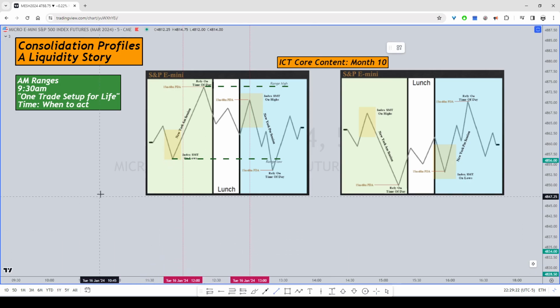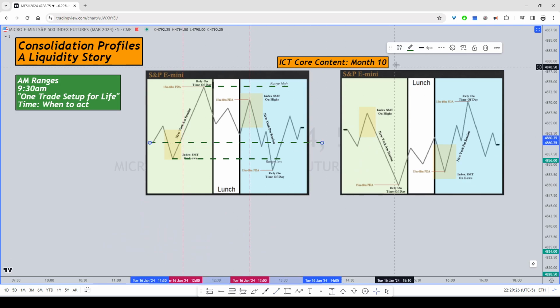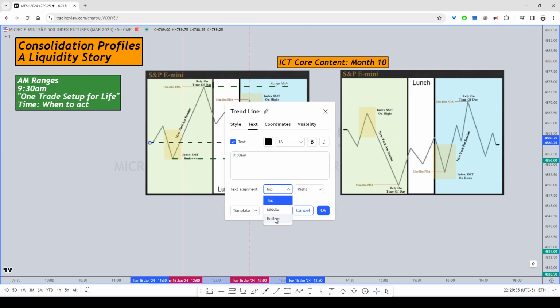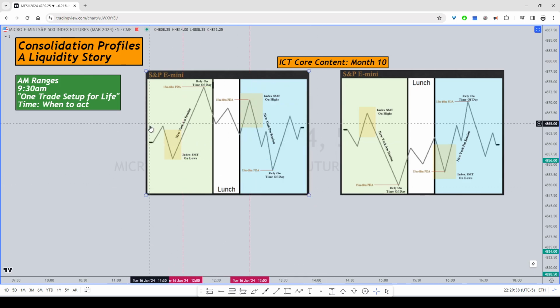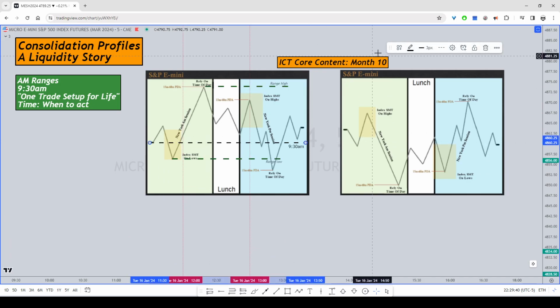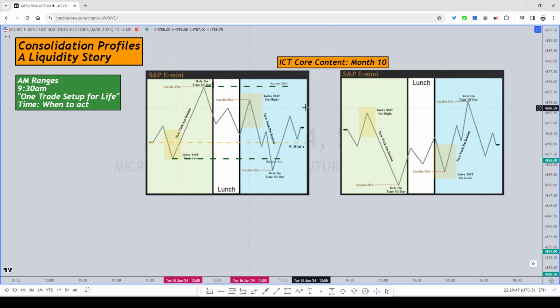Now you'll know pretty clearly it's a 9:30 consolidation profile when price keeps working in and around 9:30's opening price. So the 9:30 opening price is a tell. If price is continuing to work in and around it, then that's your clue that you've got a consolidation profile, and the PM session will have your strongest setup.